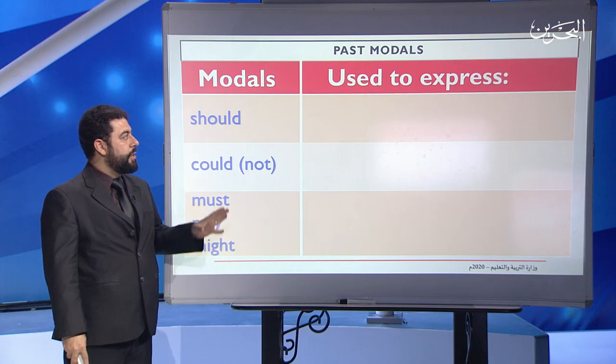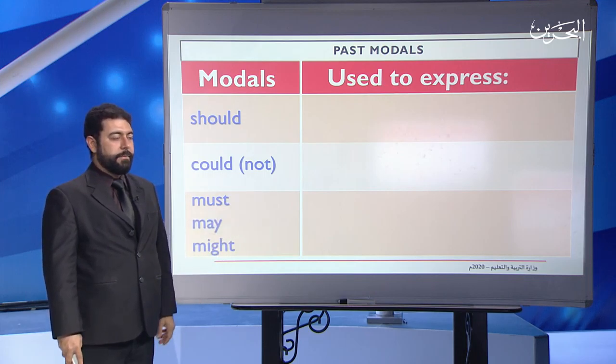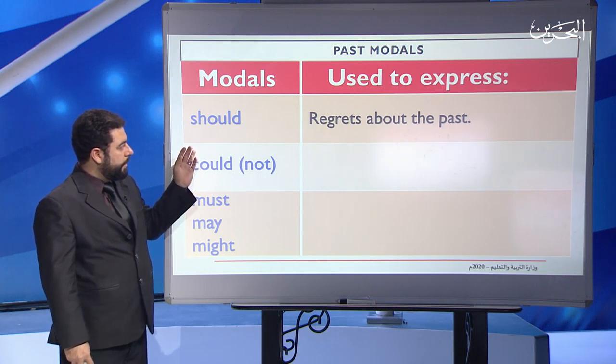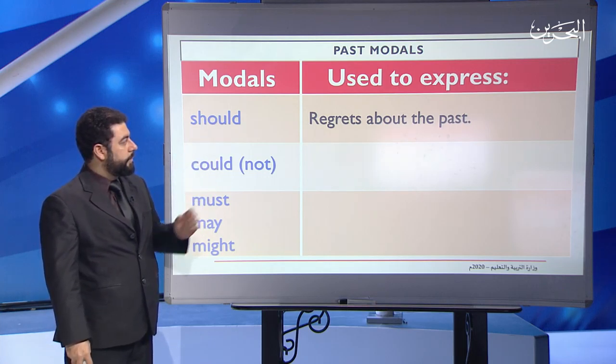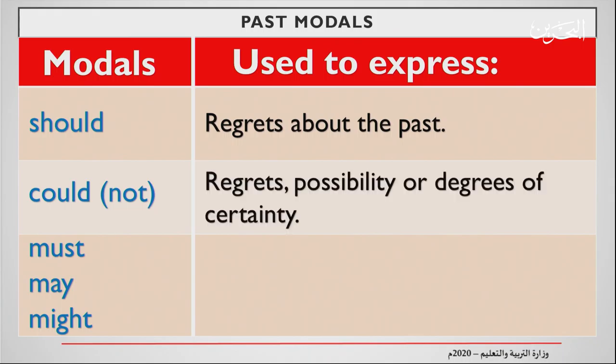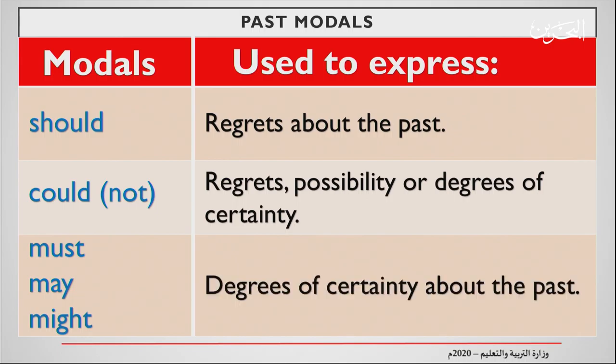And we have uses for each one of them. So, we use should. Should is used to express regrets about the past. Could, we use it to express regrets, possibility, or degree of certainty. Must, may, and might are used to express degrees of certainty about the past.